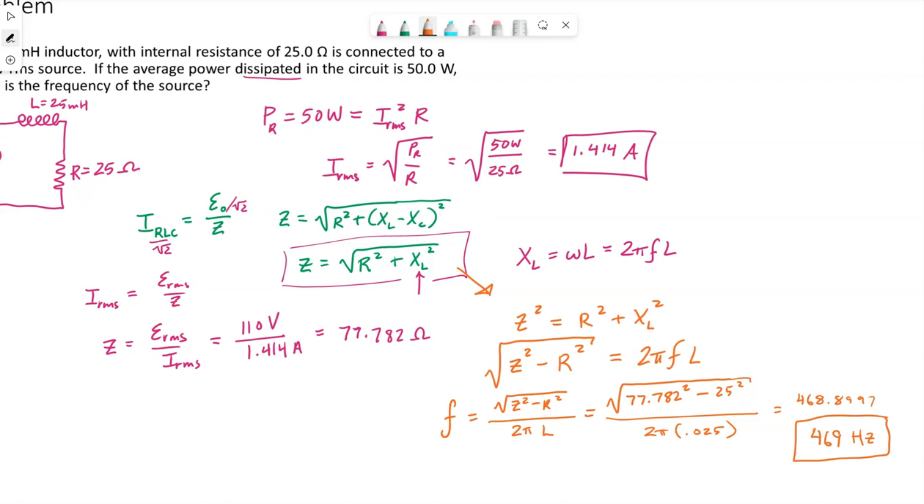So still using main equations. This one is different in that we leave out XC. XC is 0 if there's no capacitor. So that simplified Z to be the square root of R squared plus XL squared. And then worked back to find the frequency within XL.